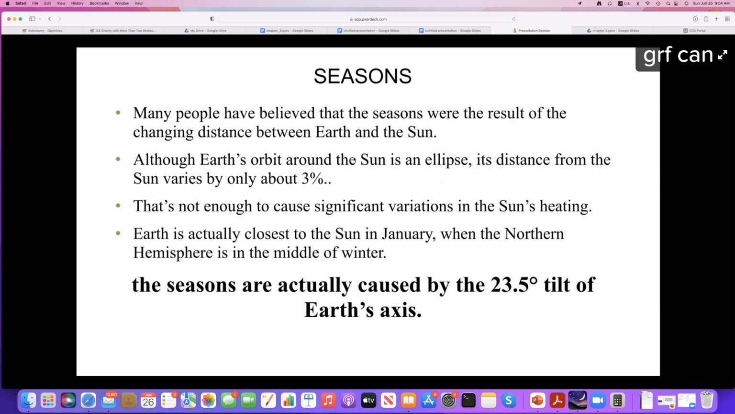You can see this as a fact here: although the Earth's orbit around the Sun is an ellipse, its distance from the Sun varies by only about 3%, right? So the distance will vary only about 3%. That's the amount of ellipticity that we have. So the variation of distance from the Earth to the Sun is very small during the course of a year, because the ellipticity is very small. So this small change is not enough to cause these significant variations in the Sun's heat, right? Because if this is only 3%, then you would have a very small change for the seasons, but it is not the case, right?